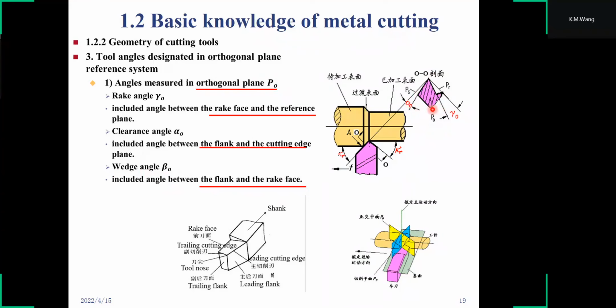Okay. We can see that these three angles have some relationship. You can see that this angle is 90 degrees. Can you see this angle? These three angles added together are 90 degrees. This is the perpendicular of these two surfaces. Okay, you can understand this knowledge by yourself, to understand these important angles.